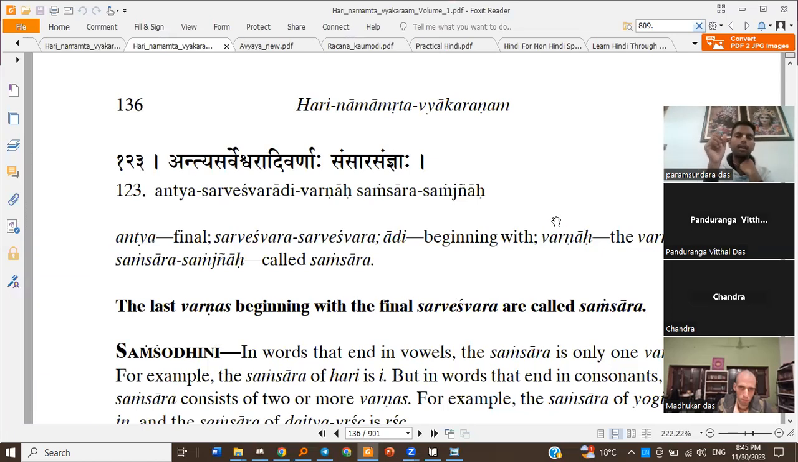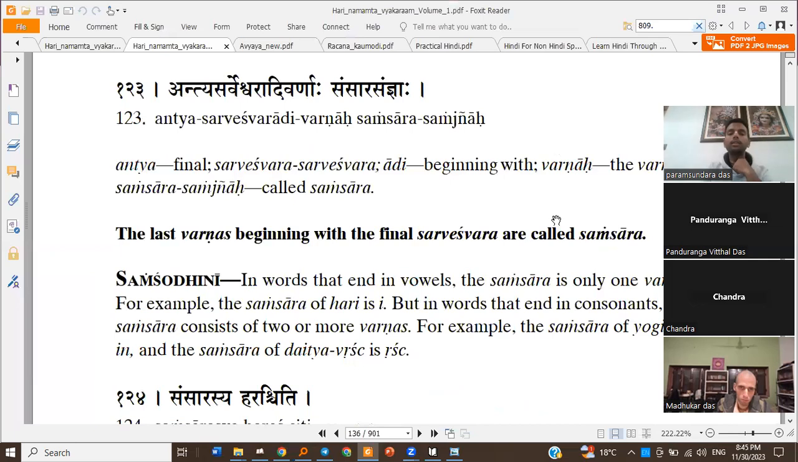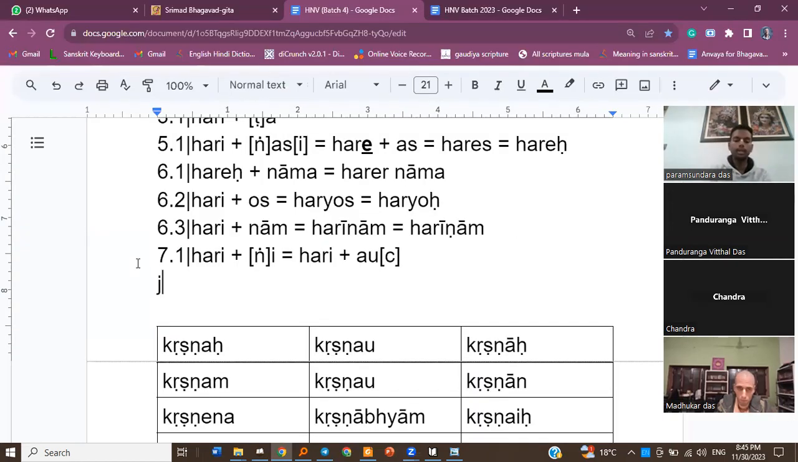So this is Sansar Sangya. Sansar. What is a Sansar? Not the philosophical meaning, but the grammatical one. The last Varnas beginning with the final Sarveshwara are called Sansara. So basically, Sansara means, like in any word, the last Sarveshwara is considered the Sansara. And if there is any consonant following that Sarveshwara, that's also included. For example, let's say Jagat. So in Jagat, what is Sansara?